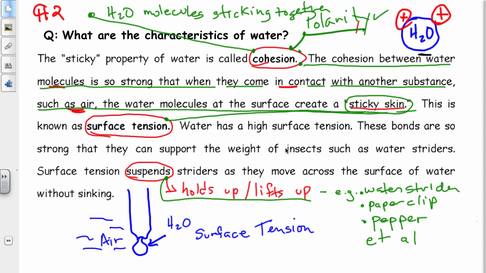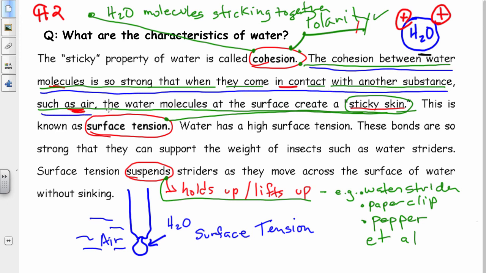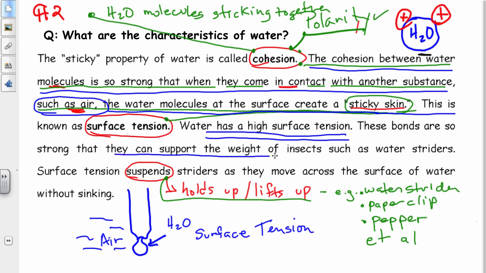With your blue colored pencil, let's mark the main ideas. The cohesion between water molecules is so strong that when they come in contact with another substance, such as air, the water molecules at the surface create a sticky skin. This is known as surface tension. Water has high surface tension compared with other substances. Its bonds are so strong they support the weight of insects such as water striders, and we've got that finished up. So much for paragraph 2.